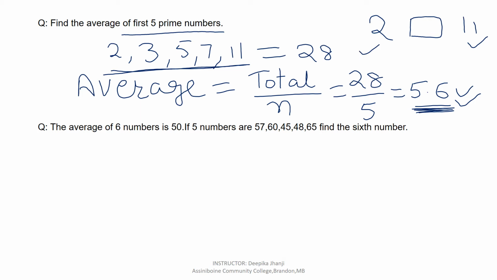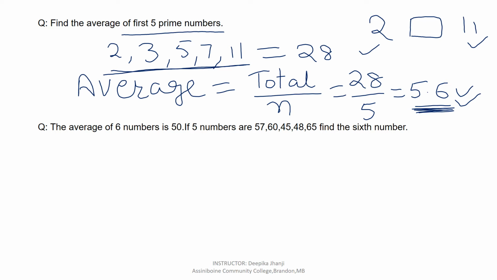Okay, next example is: the average of 6 numbers is 50. If 5 numbers are 57, 60, 45, 48 and 65, we need to find the sixth number, right? So here the average is already given. We need to calculate one of the numbers. Let's find the total here.